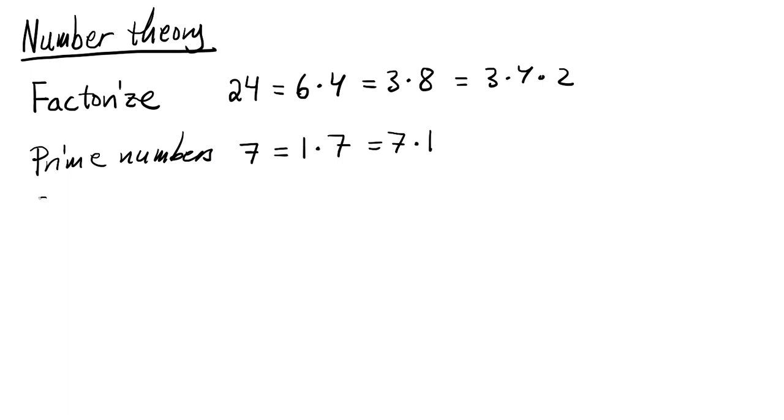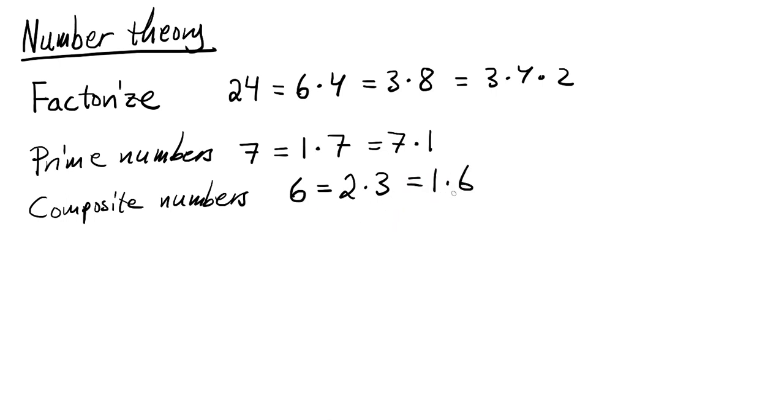Numbers that are not prime numbers are called composite numbers. So, for example, 6 is a composite number because you can write it as 2 times 3. So it has some other factorization than the trivial 1 and the number itself. Of course, you could write it as 1 times 6, but it's not the only factorization. So it's a composite number. All integers are either prime numbers or composite numbers.